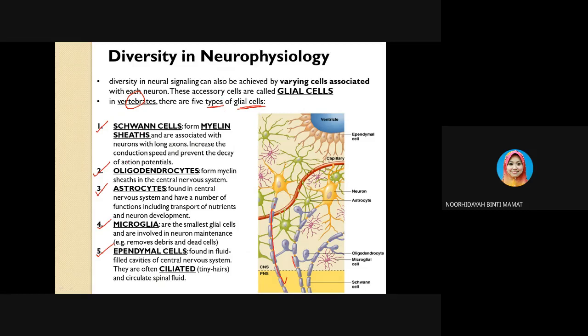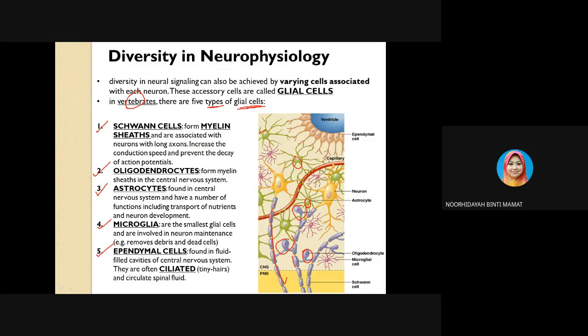We go to the second accessory cell, which is the oligodendrocyte. This is the oligodendrocyte. It actually forms the myelin sheath in the central nervous system. So it also forms a myelin sheath, but it is located in the central nervous system. We also have the third accessory cell, which is the astrocyte. This is the astrocyte, the green color.